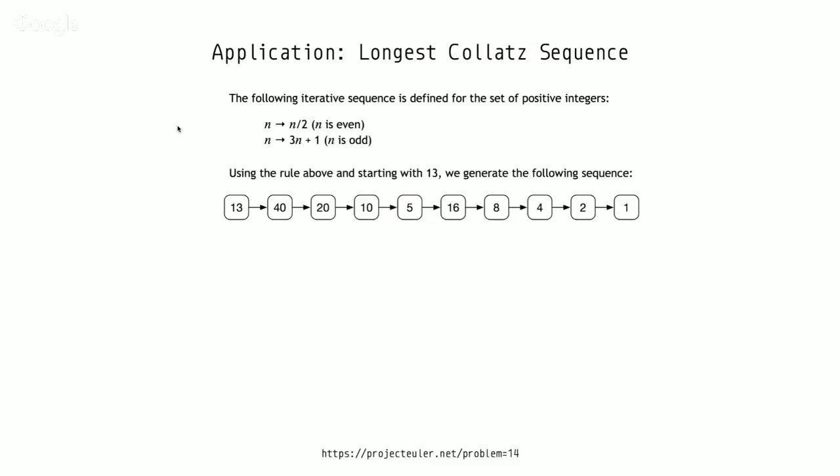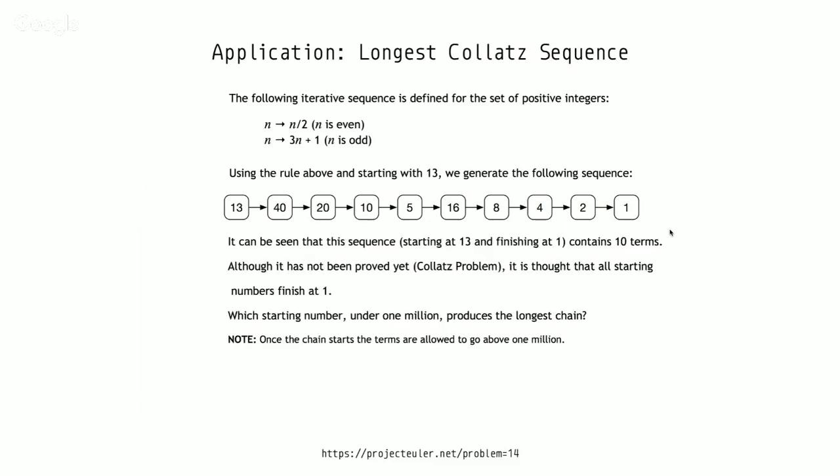So here's an example. If we start with 13, we multiply it by 3 to get 39, and then add 1 because 13 is odd to get 40. 40 is even, so we divide it by 2 to get 20, and so on. And the Collatz conjecture states that every starting number ends up at 1.